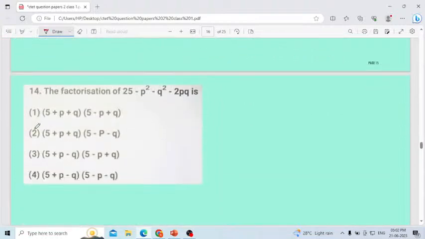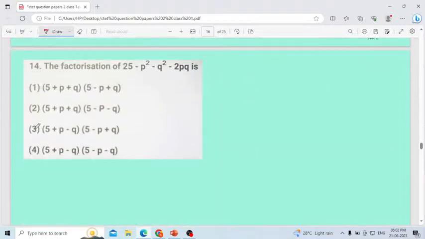Next question, 14th question. I will solve up to the 15th question today, then I will stop, because it will almost be equal to 1 hour. Some difficult questions I have to explain. Easy questions I will go fast.